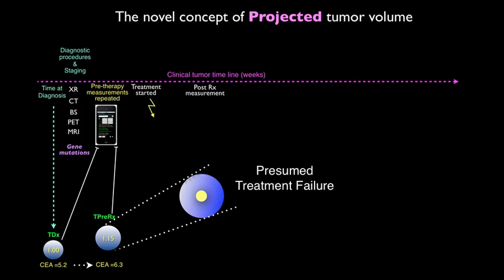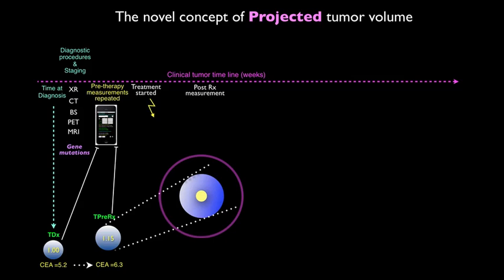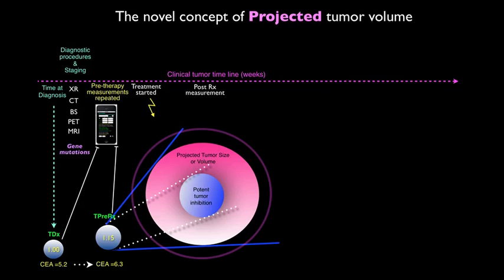Some tumors that grow during therapy may have actually responded well to therapy by virtue of potent growth inhibition. To uncover this phenomenon, it's essential to compare post-therapy tumor size not to pre-therapy, but rather to the projected tumor size. Again, the size the tumor would have been had no therapy been applied.